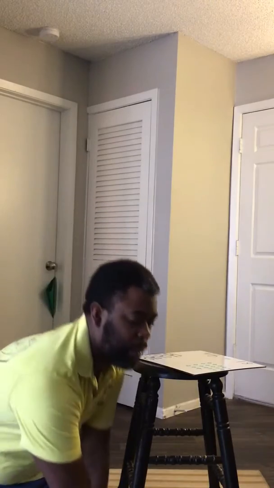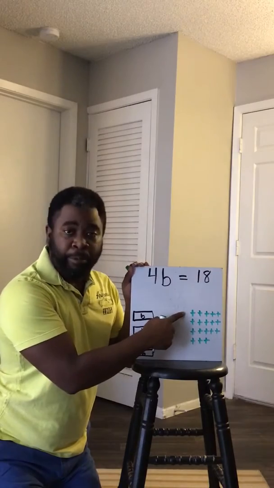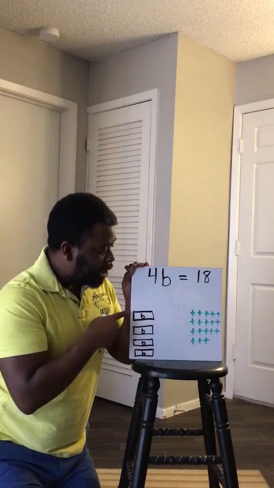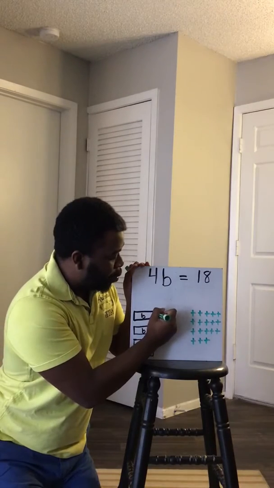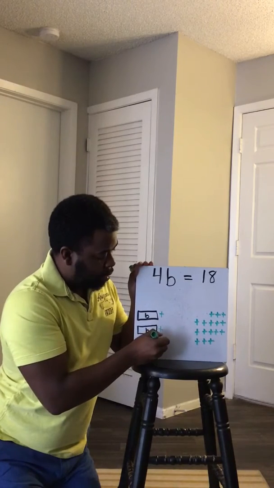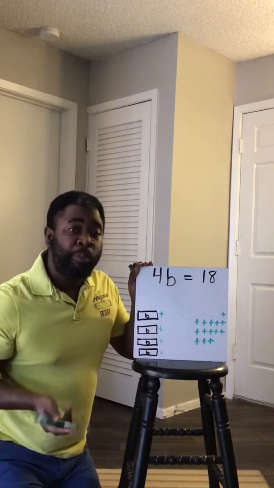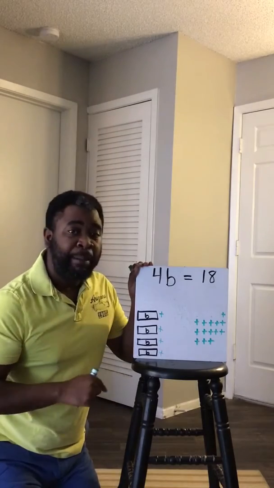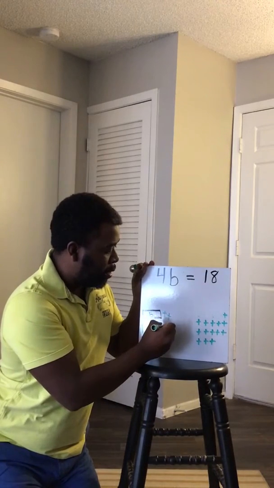So if I go and separate these 18 positives among these 4 b's, each b should have the same amount. So let's try it. So here's 1, 1, 1, and 1. So I'll take 4 away. And I'm going to keep doing that process until I have no more positives on this side, and every b has the same amount. So 1, 2, 3, 4.